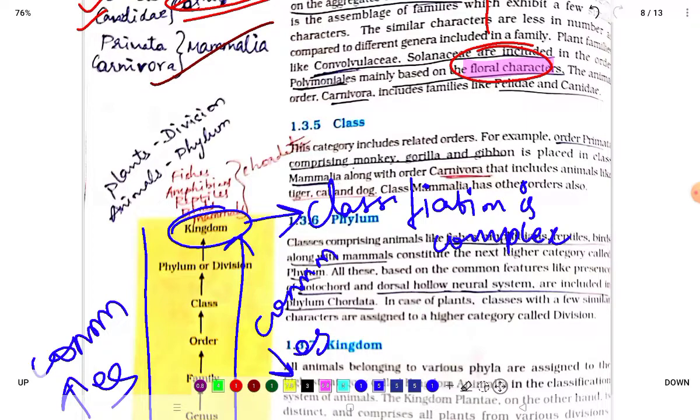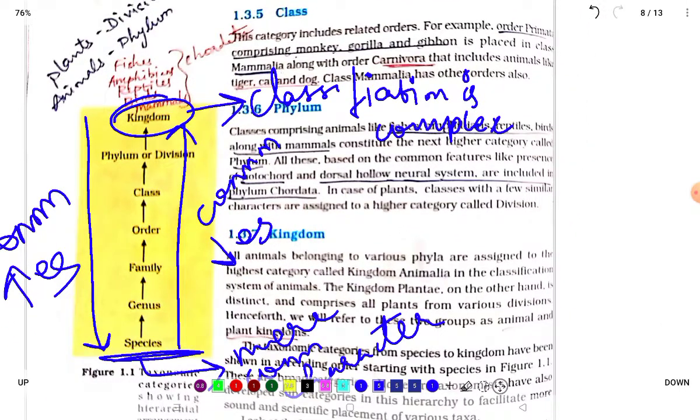Next, we are moving to class. Here, order Primata comprises monkey, gibbon, gorilla, human beings, and Carnivora includes tiger, cat, dog. Order Carnivora and Primata group together, as well as some other orders, and form class Mammalia. Okay. Now phylum is said in case of animals, otherwise said as division in case of plants. The phylum is of two types, that is chordates and non-chordates. Chordates comprise fishes, amphibians, reptiles, birds, mammals, etc. And phylum Chordata has common features, that is it should have a notochord, dorsal hollow neural system, etc.